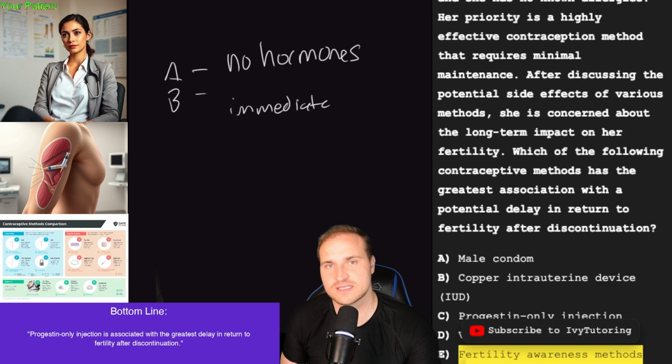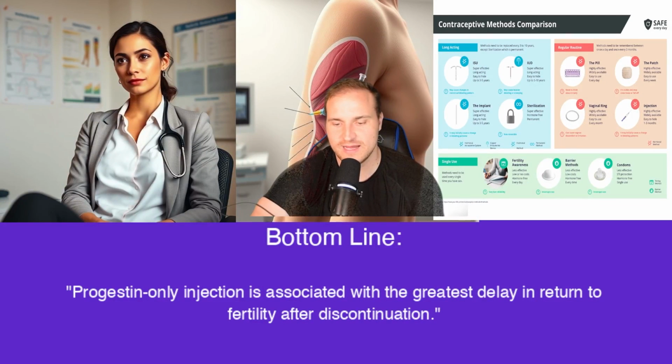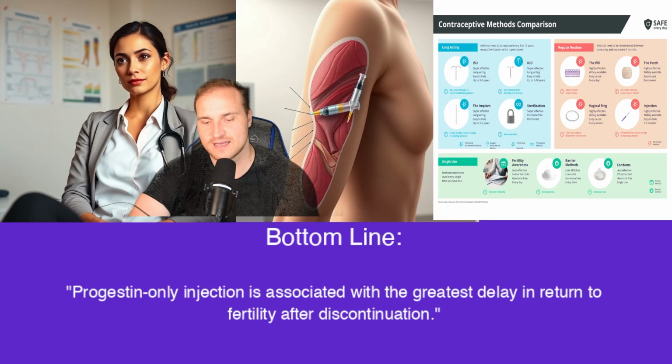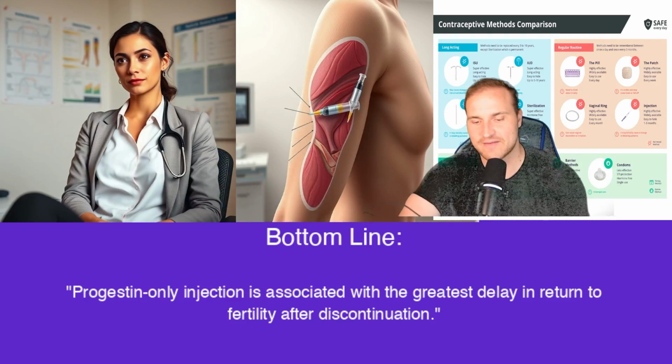And the one that's different is the progestin-only depot injection. That can cause delayed ovulation for up to 18 months after the last shot. And so this is asking, hey, what's the greatest delay in return to fertility? And the answer is going to be progestin-only injection. So the bottom line is progestin-only injection is associated with the greatest delay in return to fertility after discontinuation.